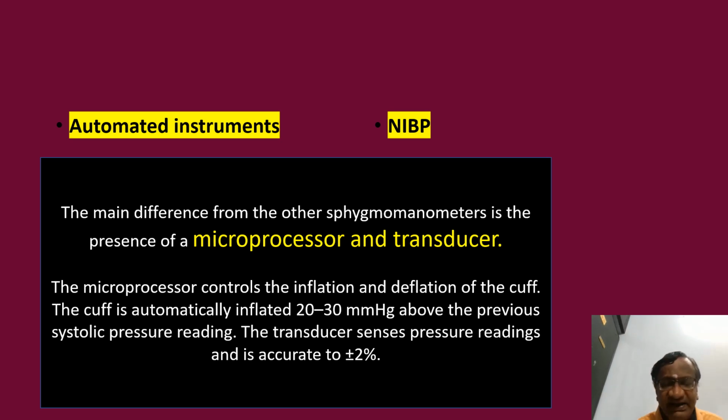Now we go to the automatic instruments. The main difference is here we have a microprocessor and a transducer. What does the microprocessor do? The microprocessor controls the inflation and deflation. We don't deflate at 2 millimeters per second, all these things, nothing. It is automatically inflated 20 to 30 mmHg above the previous systolic reading. The transducer senses pressure readings accurately to 2%.